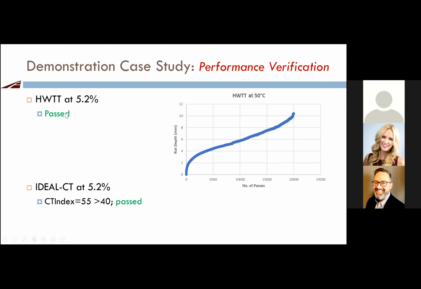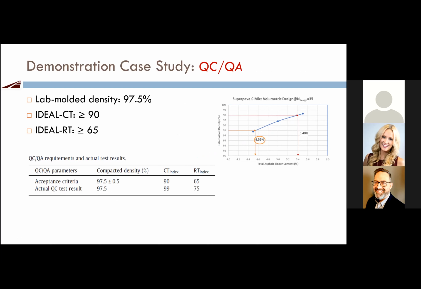For the performance verification, we use the Hamburg test. We have 5.2 asphalt content. This is the test result. For the PG 70-22 binder, it's passing less than a half inch at 5,000 passes. Just right here, a half inch is here. We're far below this number. So we pass Hamburg. For the ideal CT, after midterm aging, we got 55, which is larger than 40, so that's a pass as well. So that's how we choose our asphalt content of 5.2 for the field production.